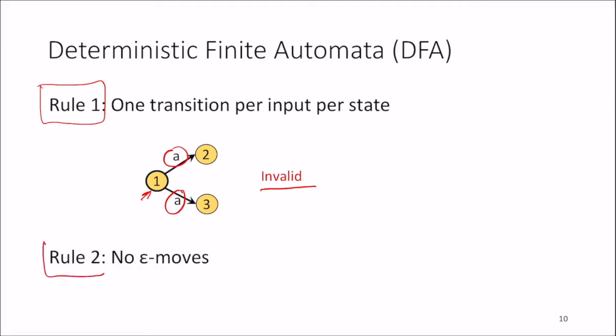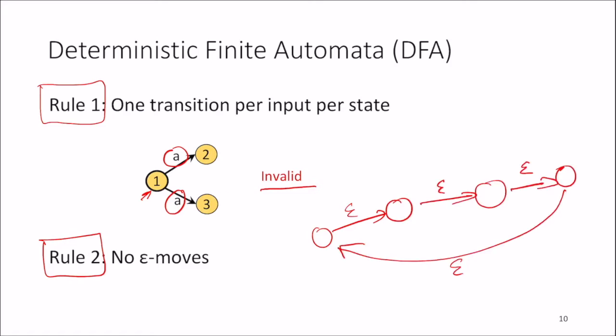Rule number 2 is that you cannot have any transitions on the empty string. And that again is clear, because if I can go on the empty string, I can end up in a sequence of moves with the empty string and end up back where I am, and I haven't accepted anything in the input yet. In a deterministic finite state automaton, we want to make progress. Every input symbol should take us either closer to the final state, or we should reject the string.